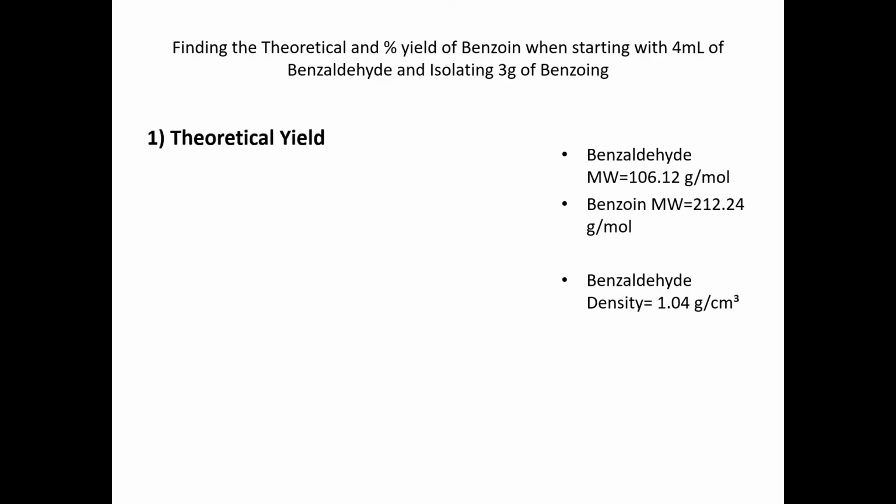First, to find the theoretical yield, we need to convert our volume of benzaldehyde to its mass. Remember, to do this, all you need to do is multiply your volume by the density of the compound, and this will give you the mass. So 4 mLs times 1.04, because of its density, will give you a mass of about 4.16 grams of benzaldehyde.